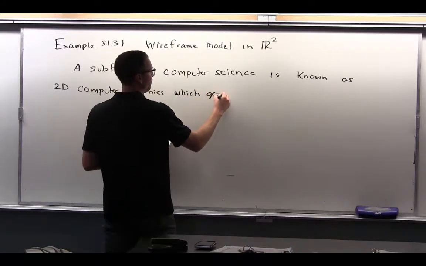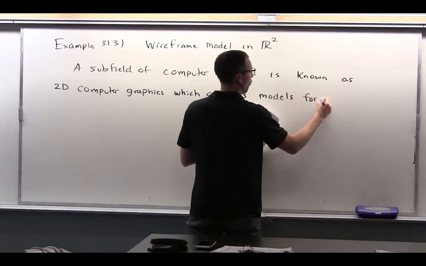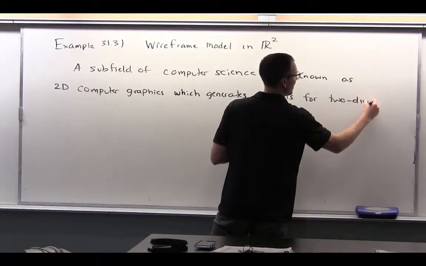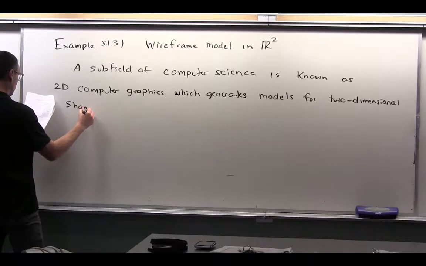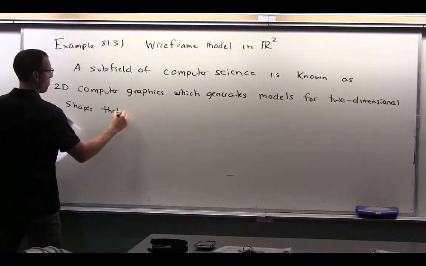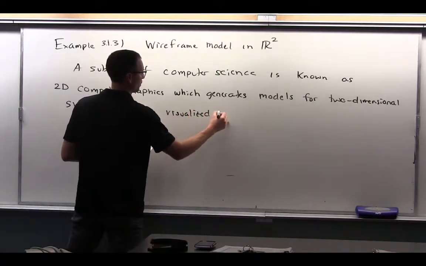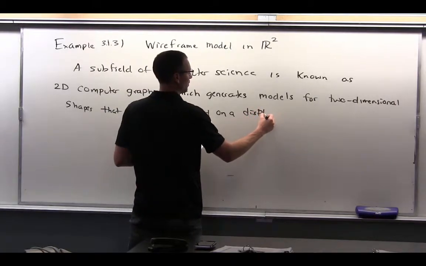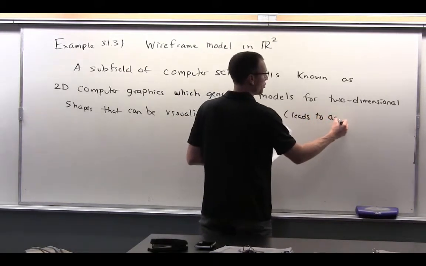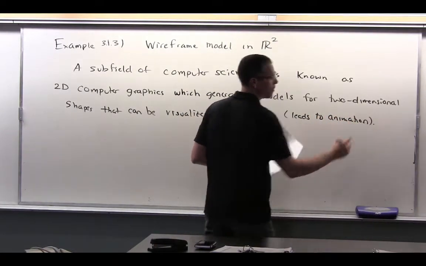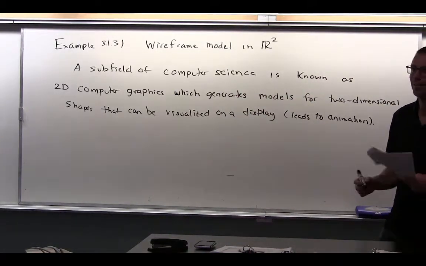which generates models for two-dimensional shapes that can be visualized on a display. And this leads to what we call animation, right? So animation is the dynamic. Simple graphics are what we call like the static, right?